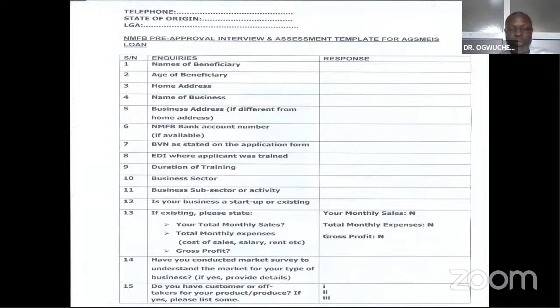Do you have customers or off-takers for your products or produce? If yes, indicate. By this, it means that if, for example, you are into farming, let's say you are into rice farming, okay? Today, the strategy that rice farmers use, especially under the anchor borrowers, you find the rice milling companies bring together a number of farmers, and they give them a parcel of land, like 3 hectares, for them to plant. And then they give them the seedlings, the implements, the fertilizers, and all of those things, okay? And by the time they finish the farming and harvest the product, it's the millers that come and buy these things off them. They are the off-takers, okay?